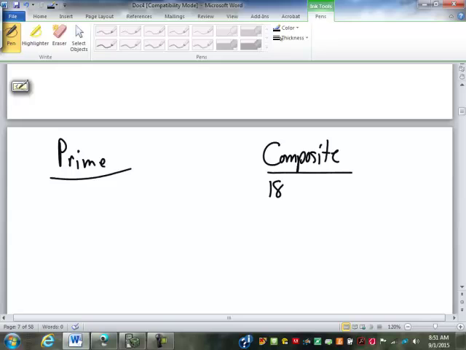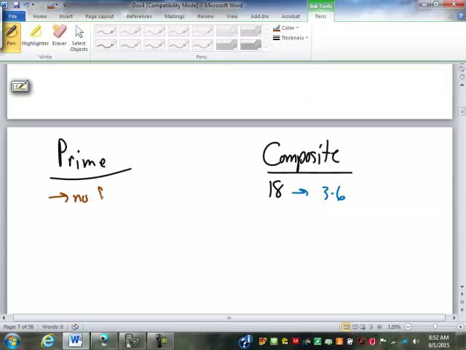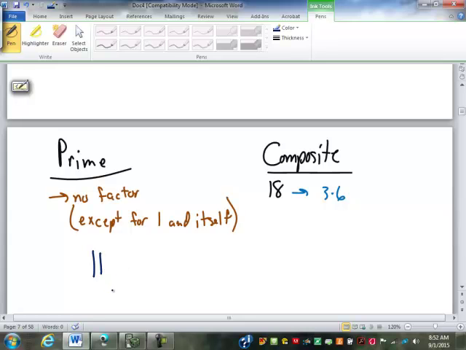18 is a composite number because it was made up of smaller numbers. I could break it up into 3 times 6 or 2 times 9 or whatever. That's composite. Prime numbers are numbers that have no factors. Now again, depending on how you define factors, because some books define 1 and the number itself to be factors, let's set aside 1 and itself. So like 11 is a prime number because there's no number other than 11 and 1 that can divide into 11.